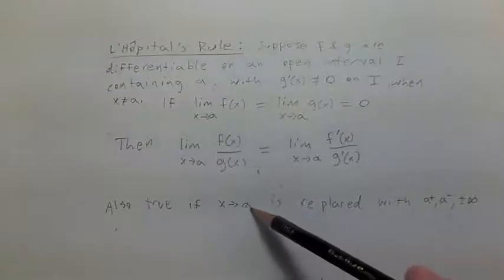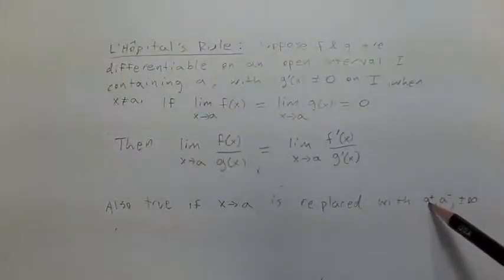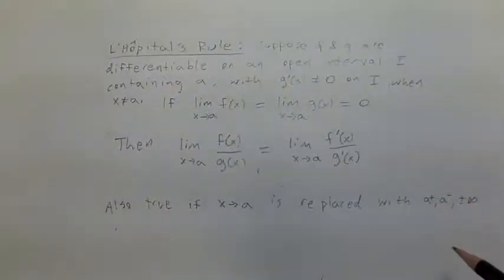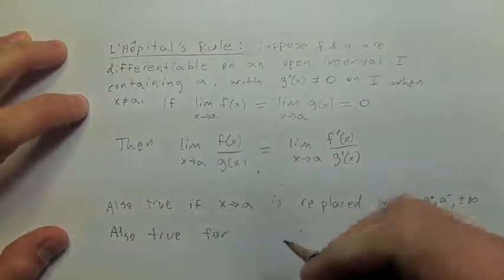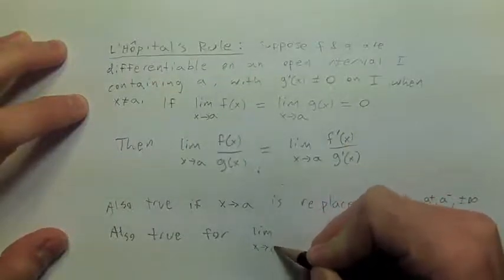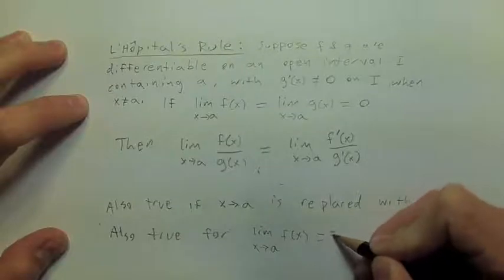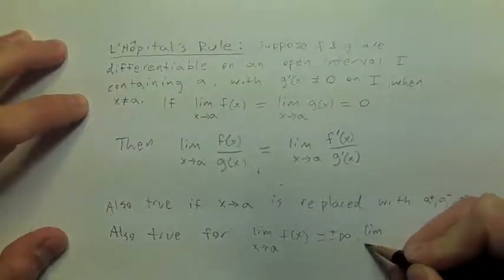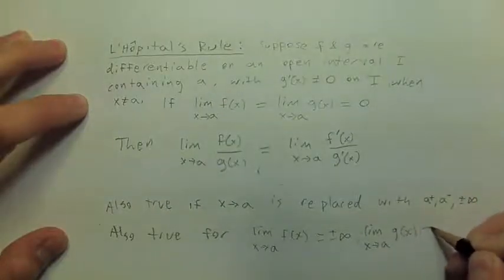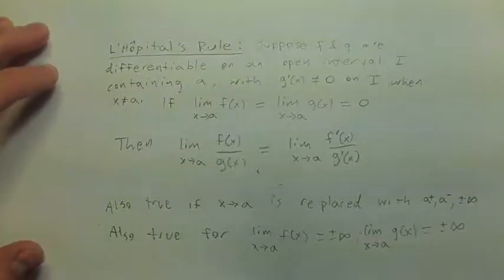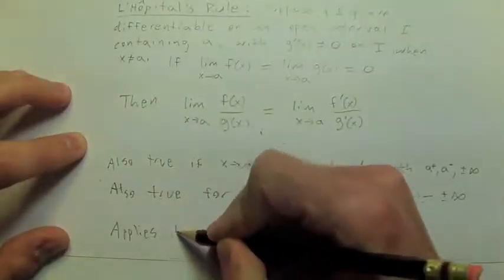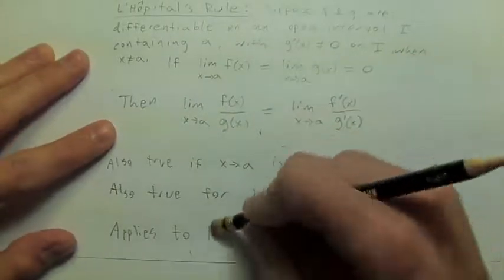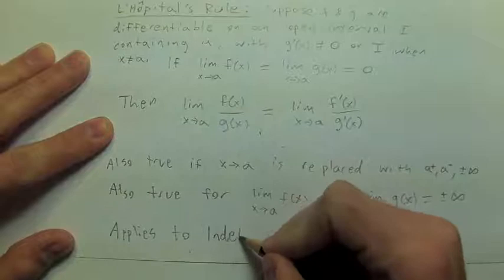We can also extend it. This is also true of x going to a if that limit is replaced with a one-sided limit, like a plus or a minus, and also true if the limit is going to plus or minus infinity. It's also true for the limit as x goes to a of f of x equal to plus or minus infinity, if that's true for g as well. So L'Hopital's Rule can apply to these indeterminate forms. You've probably heard me use that phrase before, indeterminate.